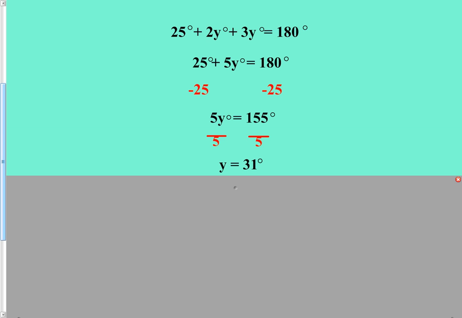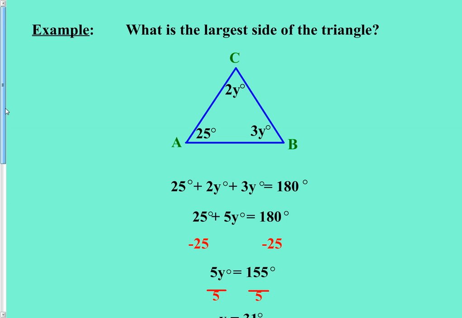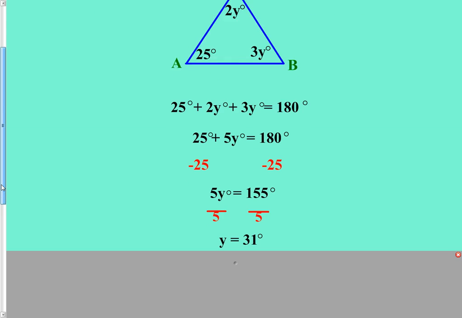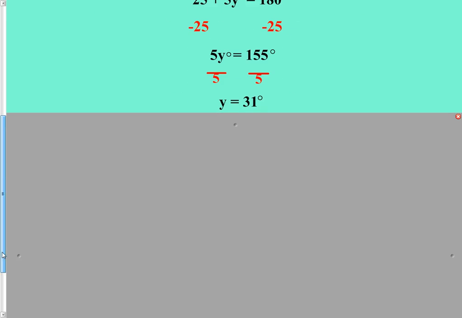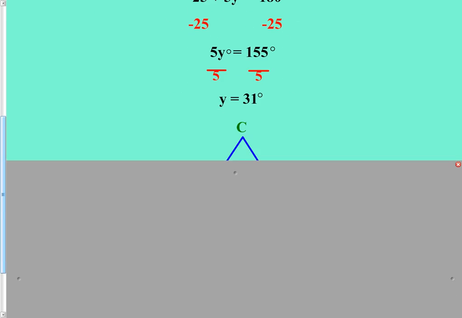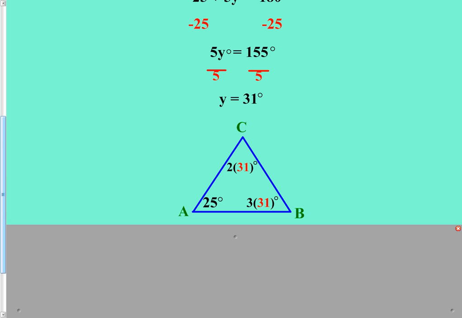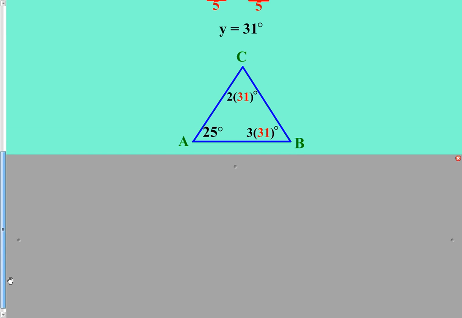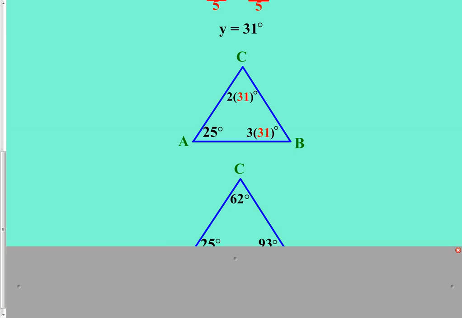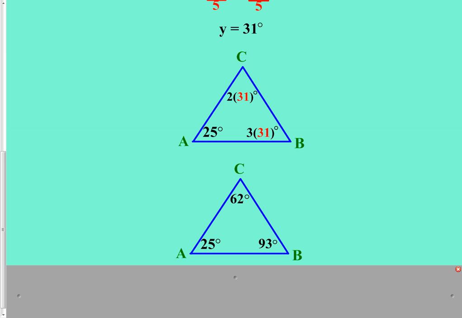Did the problem ask us to solve for y? No, the problem asked us about which was the largest side of the triangle. So we better see if we can figure out which is the largest side of the triangle. In our triangle, we had some y's on some interior angles. We now think that y is 31. So we're going to replace y with 31 on each of these angles, and when we do, we end up with some measurements.